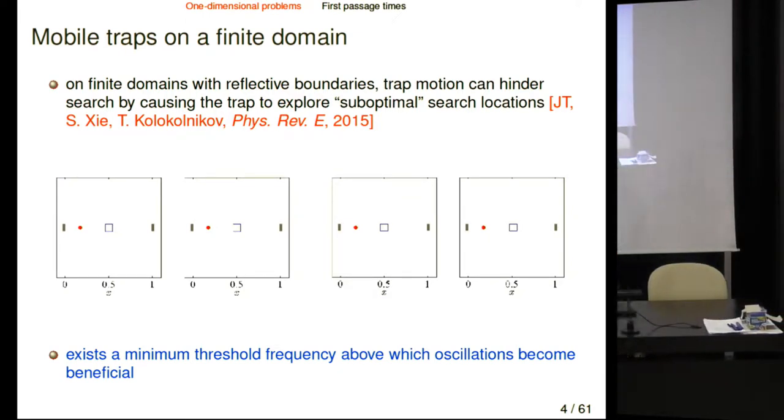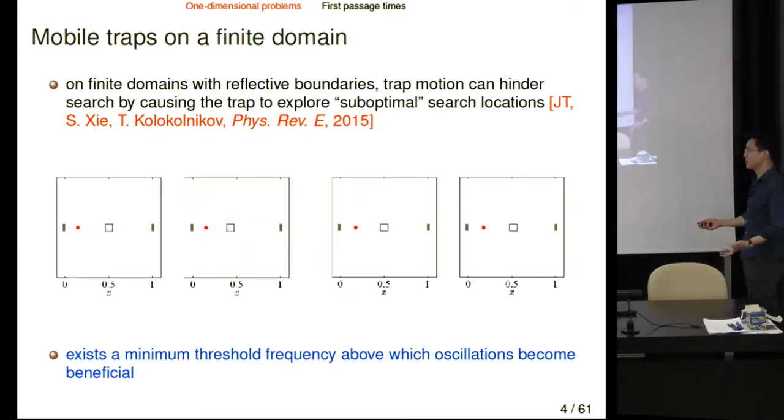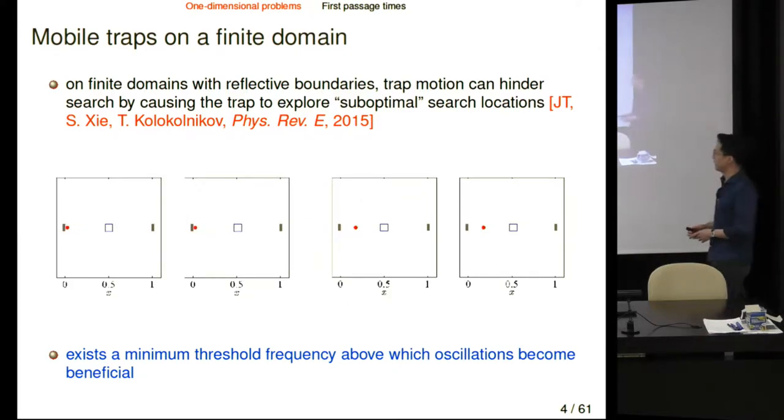And I'm going to show the video. And basically what happens is that this guy is exploring kind of suboptimal search locations, right? So it's kind of moving slowly. And you can show that this is a worse search strategy than just staying still at the center, all right? And it's not so difficult to see why.